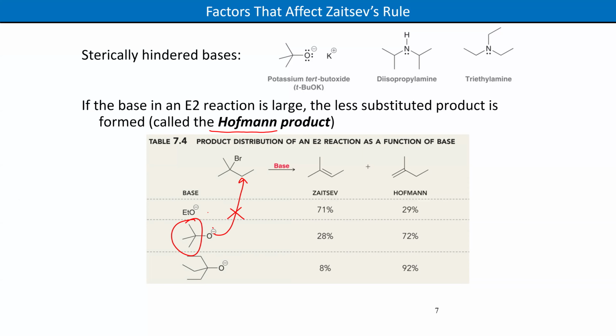So what it does instead is it grabs one of the hydrogens from the outside, because those are easy to get to. So the Hoffman product is the less substituted product, the Zaitsev product is the more substituted. And we can control that just by using a sterically hindered base. This is the one we see most commonly. That's the one that, when I'm writing tests, I typically use as the signal that this is a sterically hindered base.